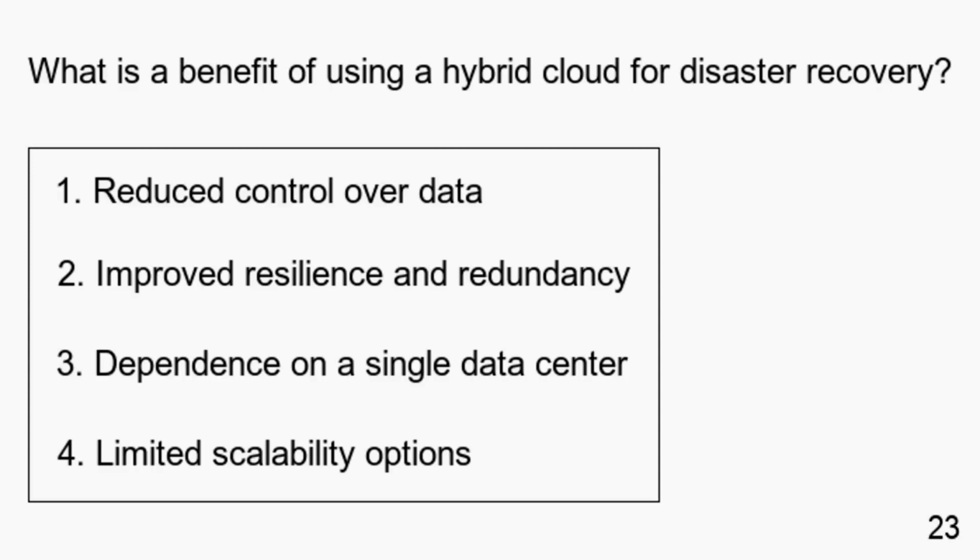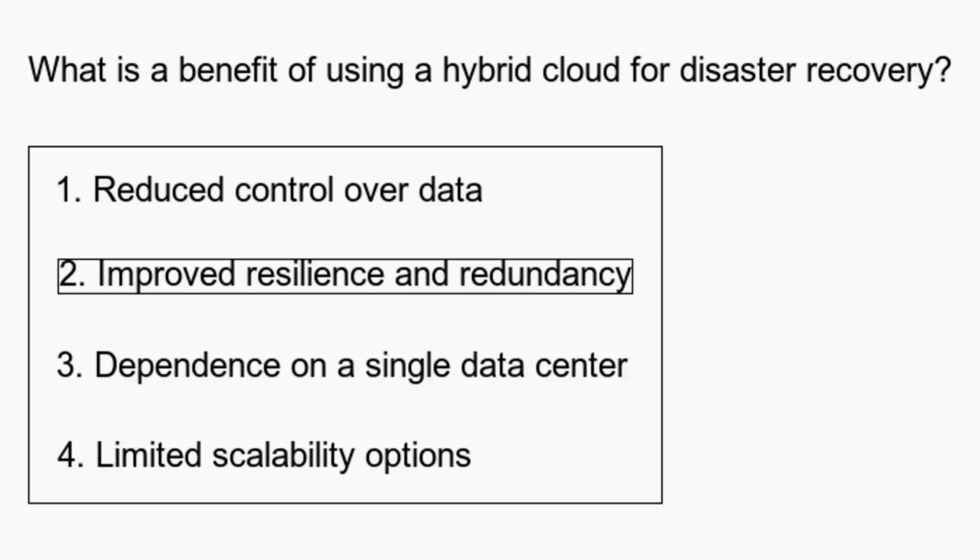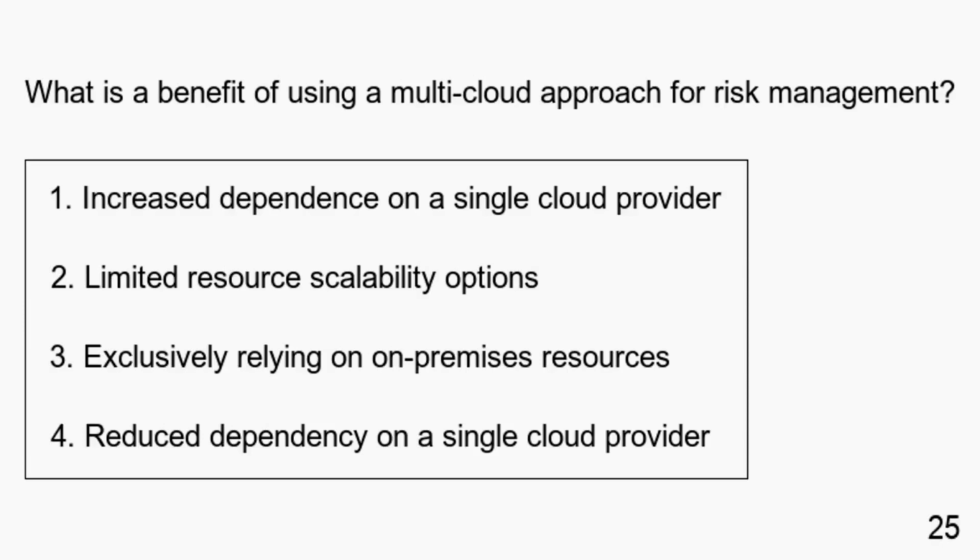What is a benefit of using a hybrid cloud for disaster recovery? Reduced control over data. Improved resilience and redundancy. Dependence on a single data center. Limited scalability options. Hybrid clouds provide improved resilience and redundancy, allowing organizations to leverage both on-premises and cloud resources for disaster recovery.